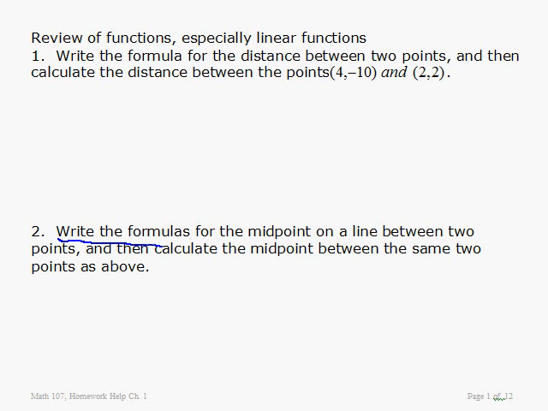Okay, write the formulas. That means to write them in the most general way that you can, with x's and y's and z's and d's or whatever you need to write them with. After that, do the actual problem. This is good practice for the future.